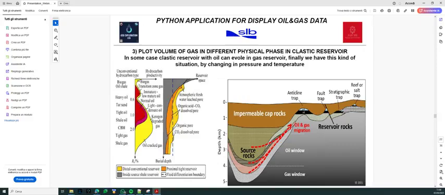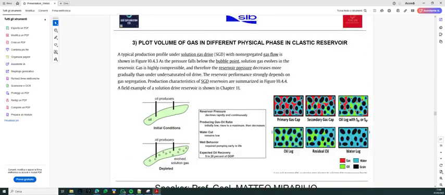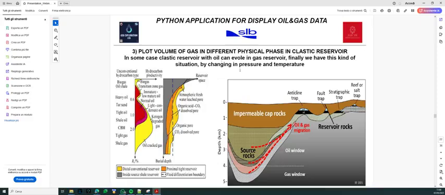So in some clastic reservoirs we can also have the inverse phenomenon. The oil can evolve into a gas reservoir. And finally we have this kind of situation by changing pressure and temperature. When pressure and temperature change, for example with an increase of pressure and decrease of temperature, we can transform some parts, some molecules, into gas.